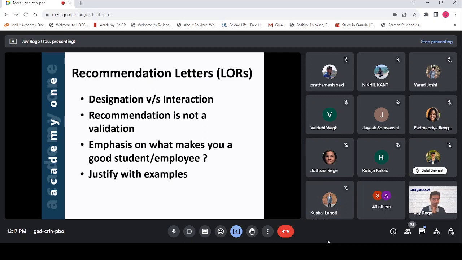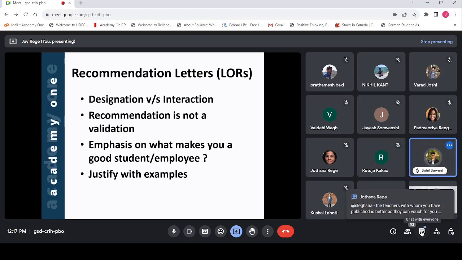Yes, Sahil. Yes, sir. Hello. So I had a question. If, for example, the current place that we are working in is not providing us an LOR, because most of the time companies have a bond and they say if you are breaking the bond, we will not provide you an LOR or experience letter. In that case, what should we do? Will the college professors' LORs and experience letter work?